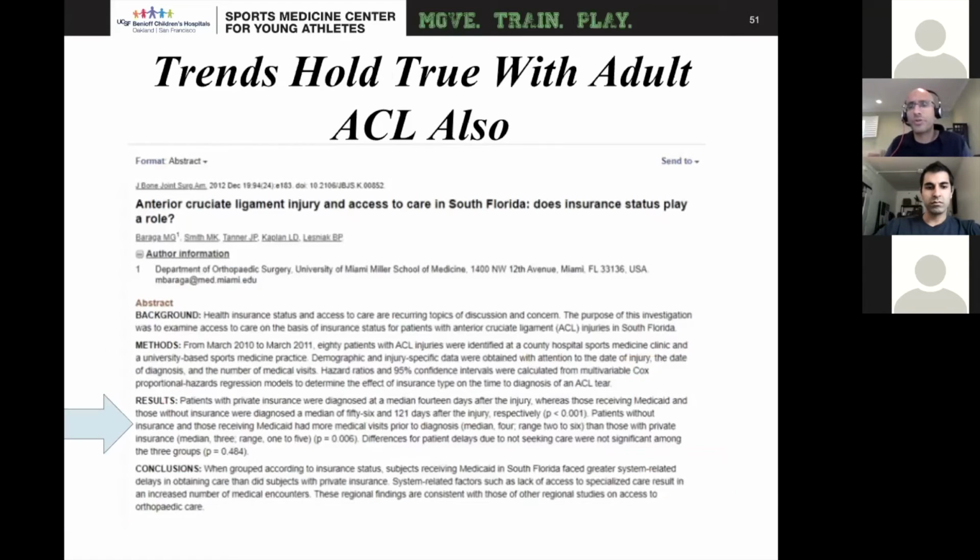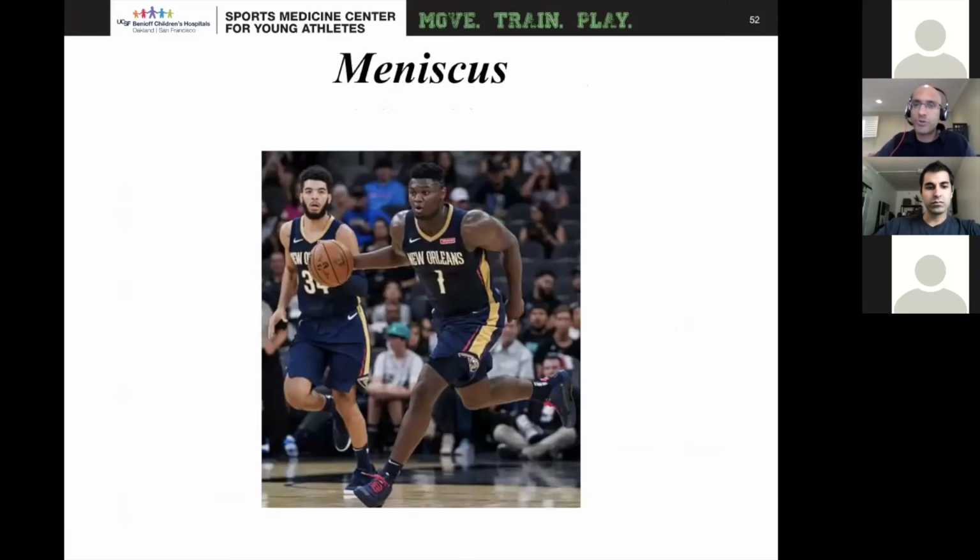And this trend holds true in adults as well. Same sort of study where they basically just looked at public versus private insurance, not just in kids, it happens with adults as well. So it's not just a pediatric specific pathology, but a lot of the research has been done in terms of pediatric sports, in terms of delay to care. This also holds true in meniscus as well.